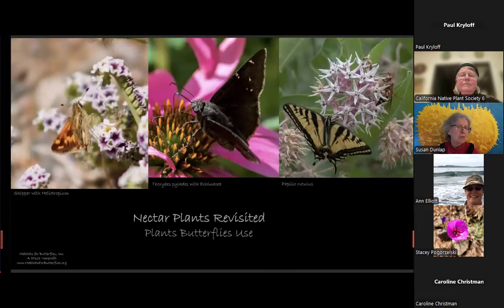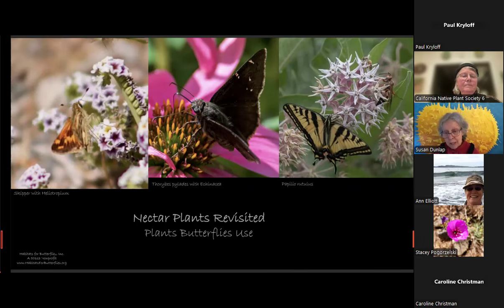Nectar plants revisited with more information. Our current nectar plant list, based on the curation of 300,000 images, covers about 85% of US butterflies that feed on nectar. Even as we expanded our curation to nearly 2 million images, that list has held up remarkably well. These are not plants we assume butterflies should like. They're plants butterflies actually use.